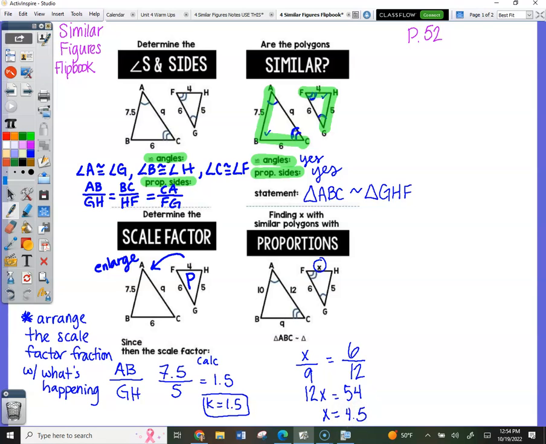I wrote it wrong. Isn't it 12 over 6? Are we going bigger to small or small to big? I did x to 9, so I have to do 6 to 12. Now, if you went the other way, then you would have to switch your second fraction.